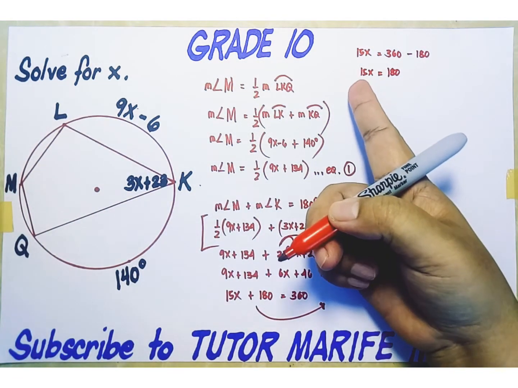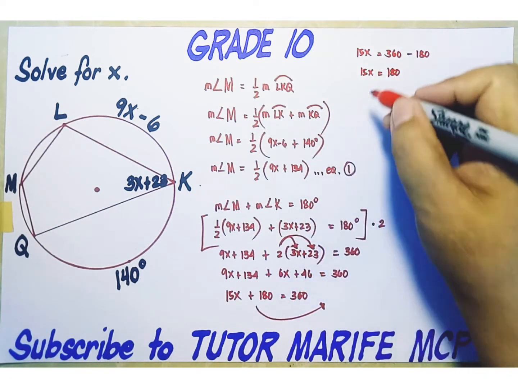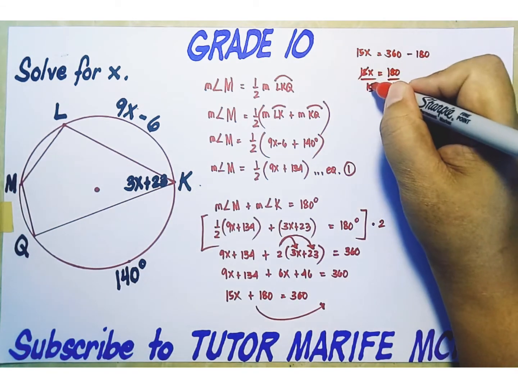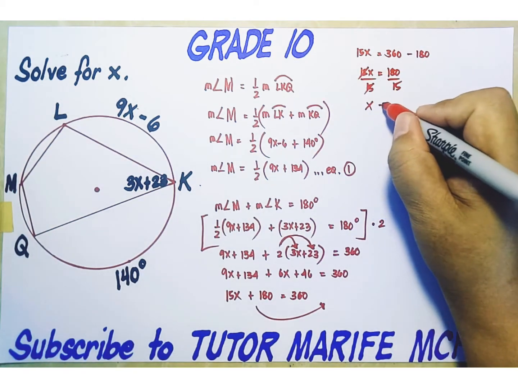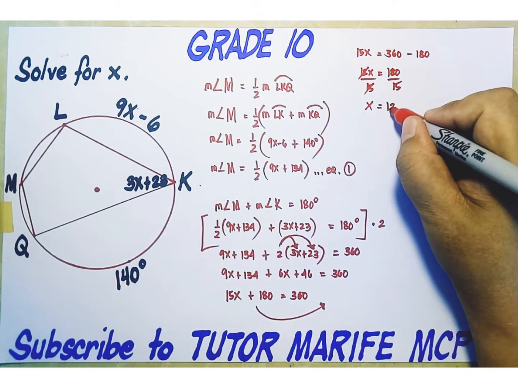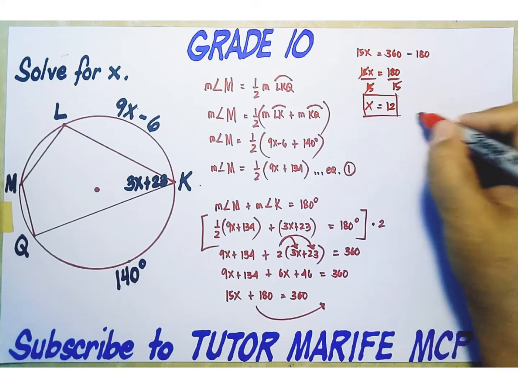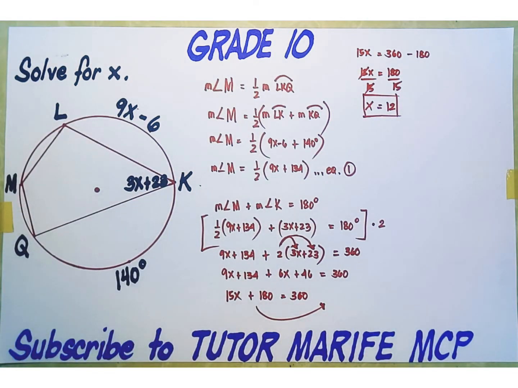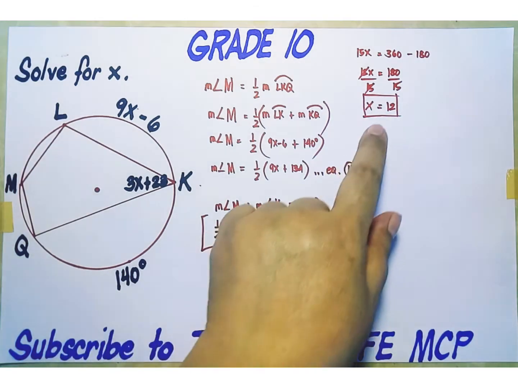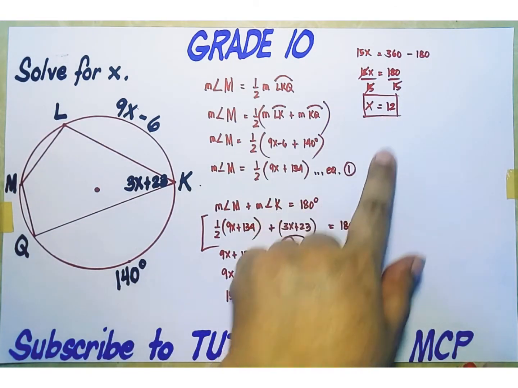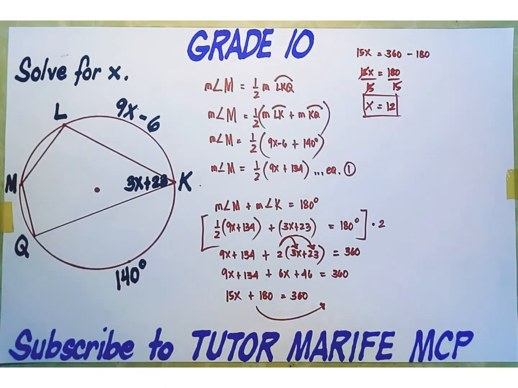Isolate x. Divide both sides by 15. Cancel out 15. X is isolated. Find the quotient. 180 divided by 15 is equal to 12. This is the value of x. Okay? We're going to validate our answer in 2 ways. But first, let's plug x equals 12 into the expressions.